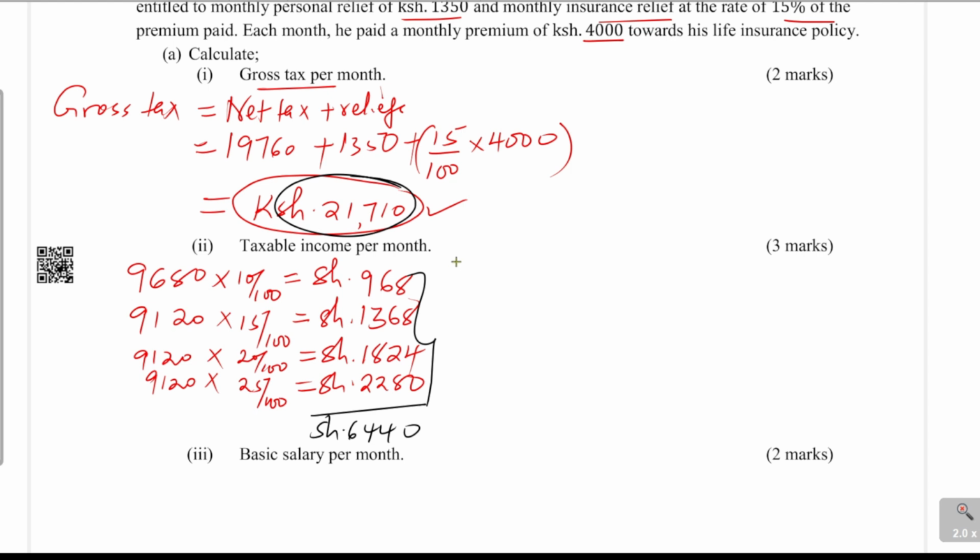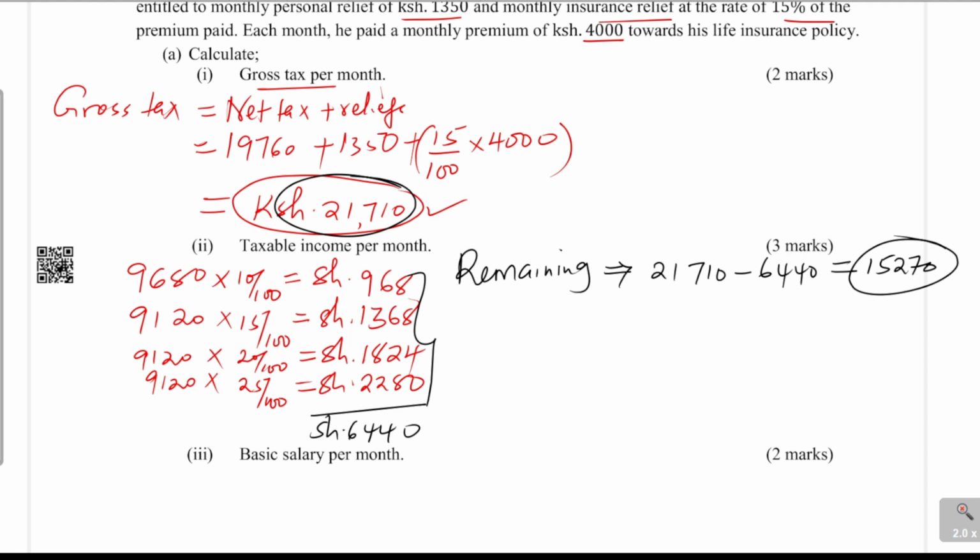So we need to get the remaining. What is the remaining tax? That is the one that is going to the last band. We do it like this: 21,710 subtract 6440. And that one will give 15,270. So that is the tax that should go to the last band.